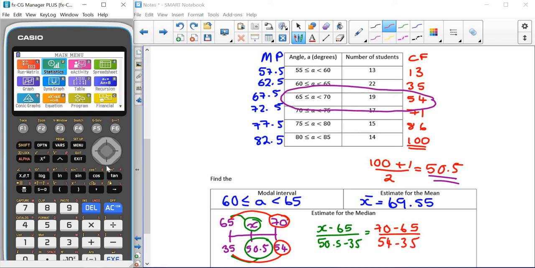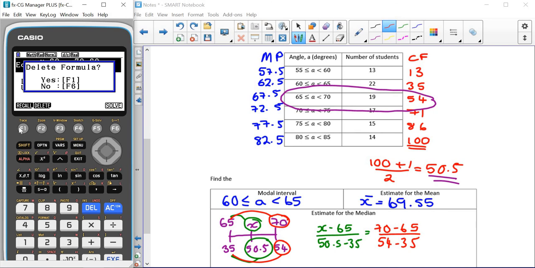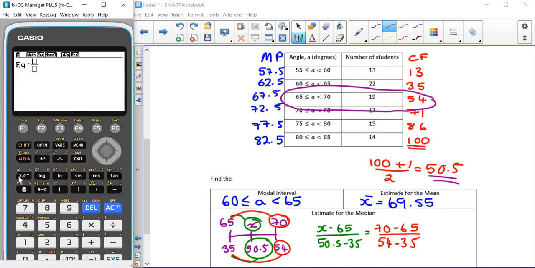And remember that then we have to go into equation solver. You can delete anything that's already in there to make it easier to type in. Remember to use the x theta t button for your x value, minus 65 divided by 50.5 minus 35, shift and the decimal point for equals. Click across to get out the fraction, shift and then the decimal point for equals.